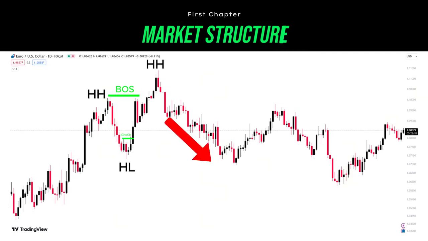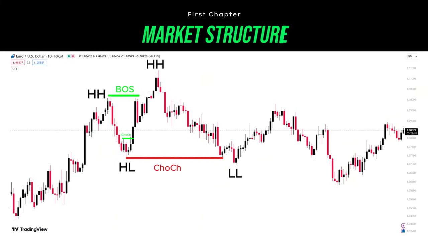Then we have another pullback, but it breaks the last higher low, which marks a new high time frame lower low, and this is a high time frame change of character. Pay attention and see how price action behaves similarly, like we have explained on the line presentations. So we got the first indication of a market reversal by the uptrend breaking the last low.